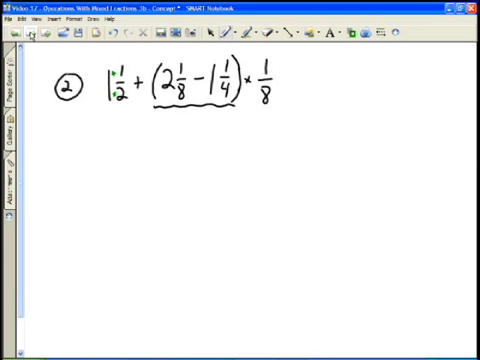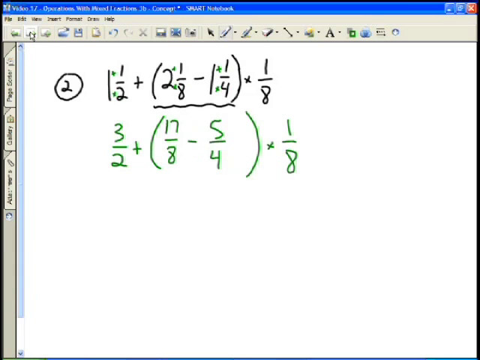2 times 1 is 2, plus 1 is 3/2, plus, and I'm going to write my 1/8 there, I don't have to convert that. And now 2 1/8 is the same as 8 times 2, which is 16, plus 1, which is 17/8, minus, and 1 1/4 now, we convert that by doing 4 times 1 plus 1. 4 times 1 is 4, plus 1 is 5/4.